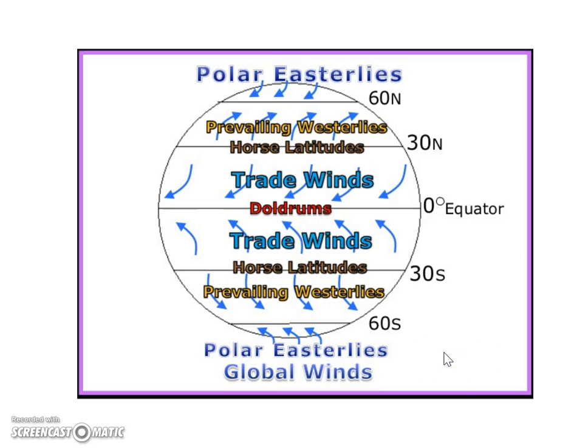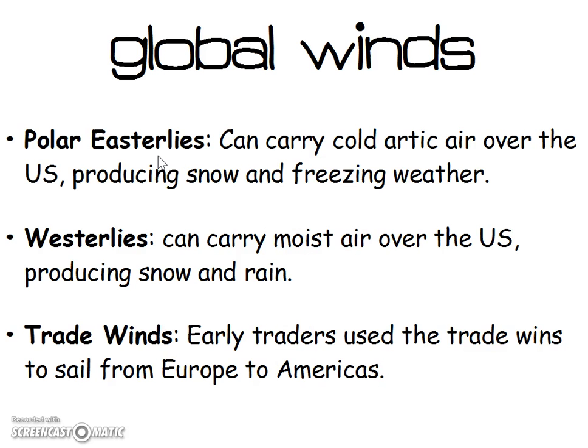Now, some terms you also may want to know. The boundary where the trade winds meet is called the doldrums, and the boundary where the trade winds and the westerlies meet is called the horse latitudes. Look at this diagram, know it.